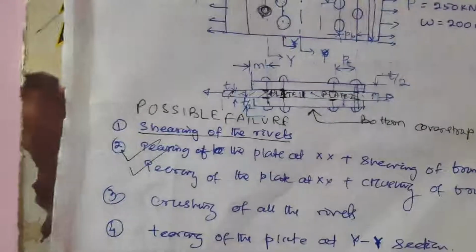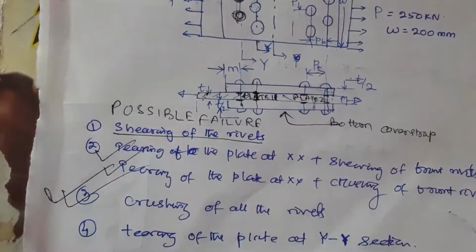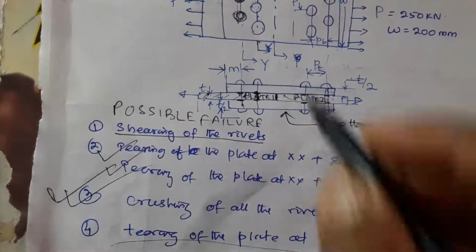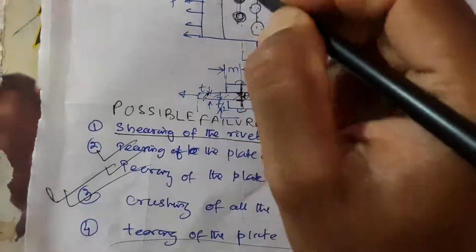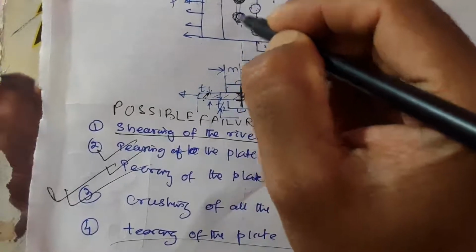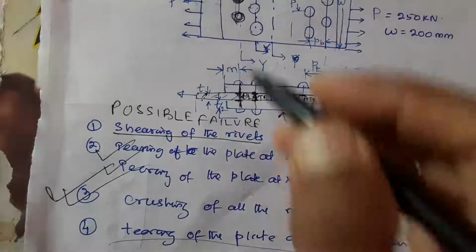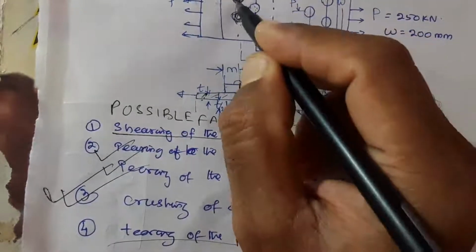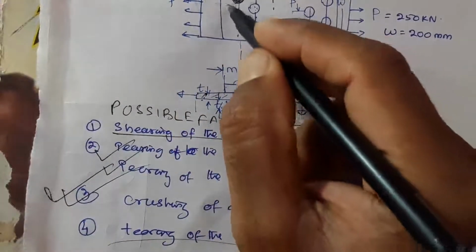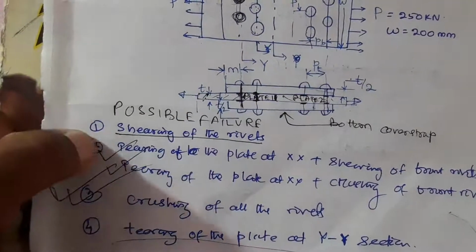Then it may happen that all the rivets may crush. There are 5 rivets, so all of them may crush. And then it may happen that tearing of the plate at YY section. At this location, there are 2 rivets, so it may create 2 holes. At this location, this is weaker and it may tear out. So when it is tearing out at this location, even if these things are not failing, it will be separated, because this is the outer one, so it will come out easily. So there are possible failures 1, 2, 3, 4, 5.